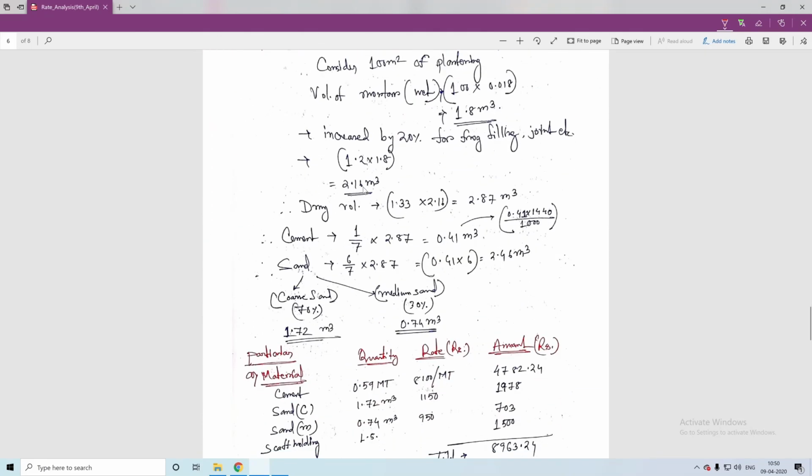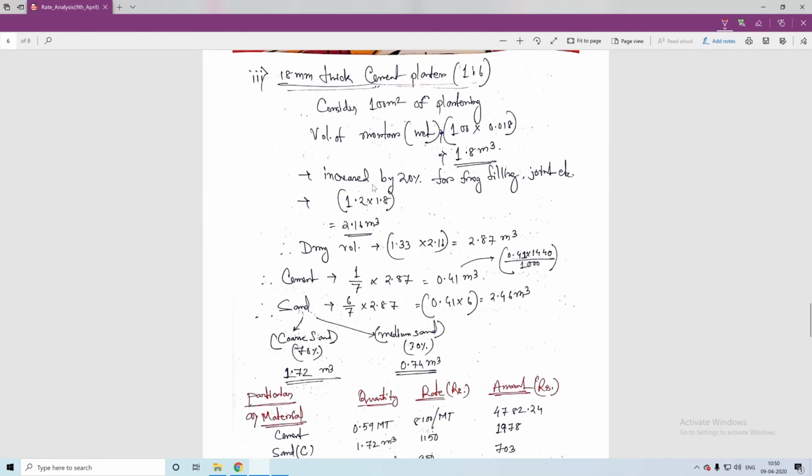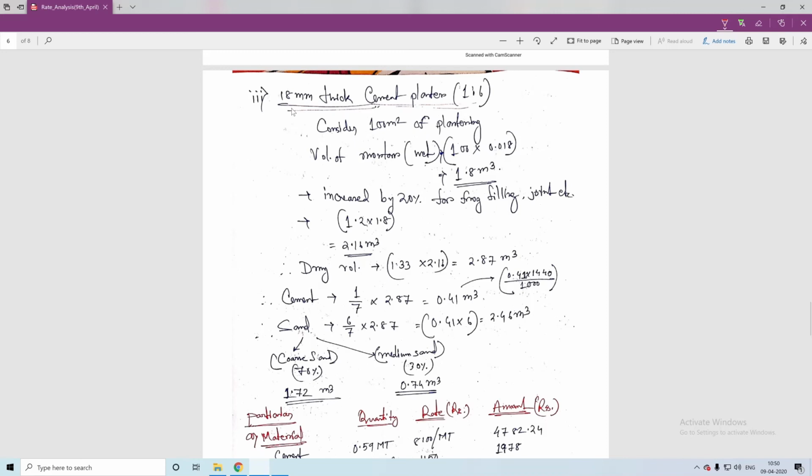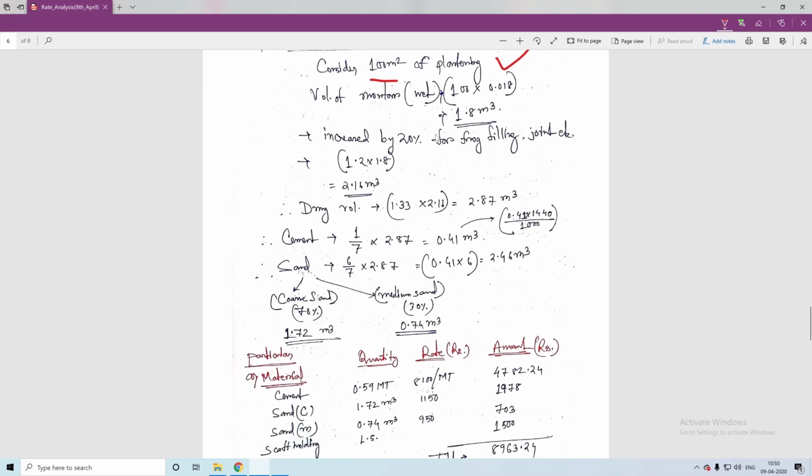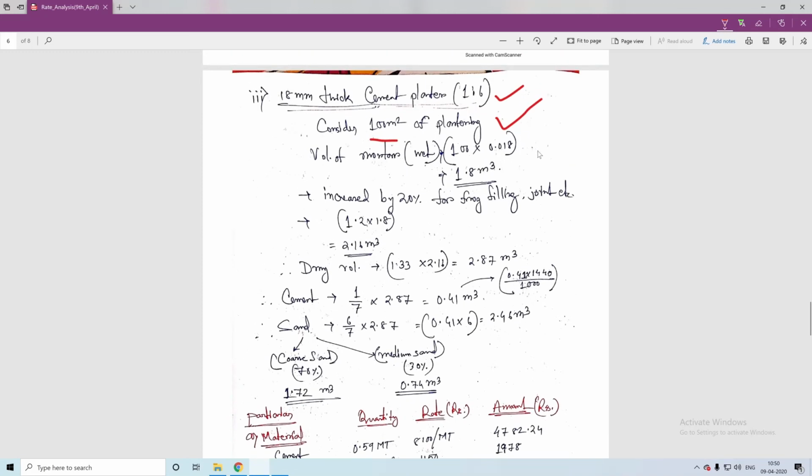Now the last one, it is very much easy. This is the plastering portion, 80 mm thick cement plaster, 1:6. Simply consider 100 meter square of plastering. We are not considering volume because plaster is calculated in area. In the question the thickness of the plaster is already given, that is 80 mm. So 100 meter square into 0.018, that is in meter, so we get the volume, that is 1.8.